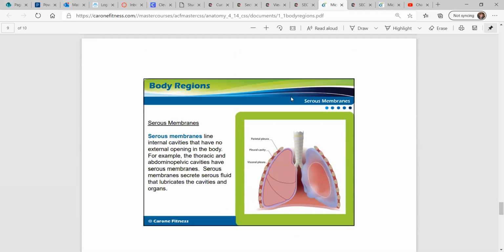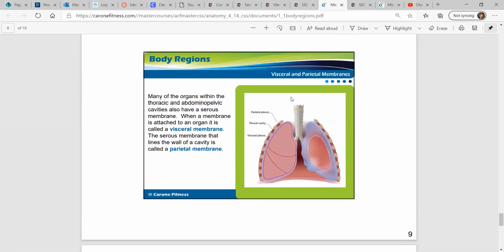And then the serous membranes. These are membranes in cavities that do not open up to the external world. So the thoracic and abdominopelvic cavities have serous membranes because none of that reaches when we open our mouth or eat, right? And these serous membranes secrete serous fluid, and this lubricates the cavities and organs.